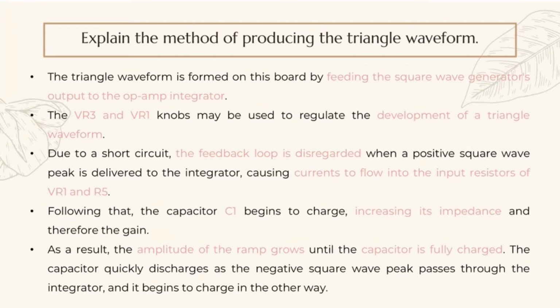The capacitor quickly discharges as the negative square wave peak passes through the integrator, and it begins to charge in the other way. The output created will be a negative ramp since the condition is inverted from the positive peak.